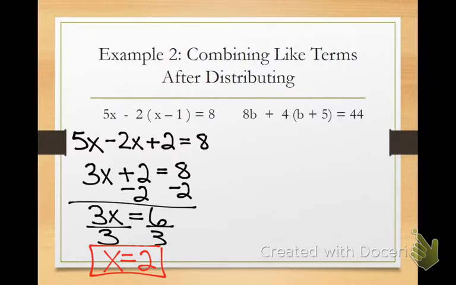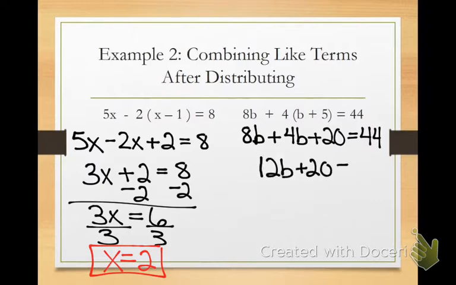All right, so 8b plus 4b plus 20. Raise your hand if you got that far. So did you distribute correctly? All right, equals 44. But before we can do inverse operations, can we combine any like terms? Yes. What? 8b and 4b to make 12b.